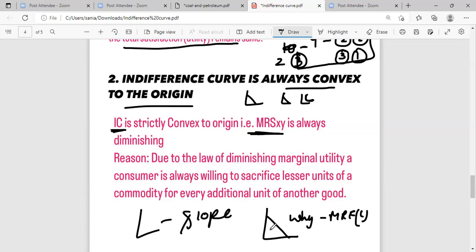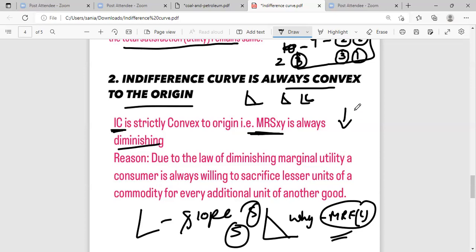Or you can say that when you consume more of one good, the other good is going to be the same. But if you mention this also, this will be right. So whenever a question comes related to the shape, just remember, shape means slope. Just tell, because of the slope, the shape is like this. The reason why your indifference curve is convex is because your MRS is diminishing, coming down and down. So that's why it is convex.